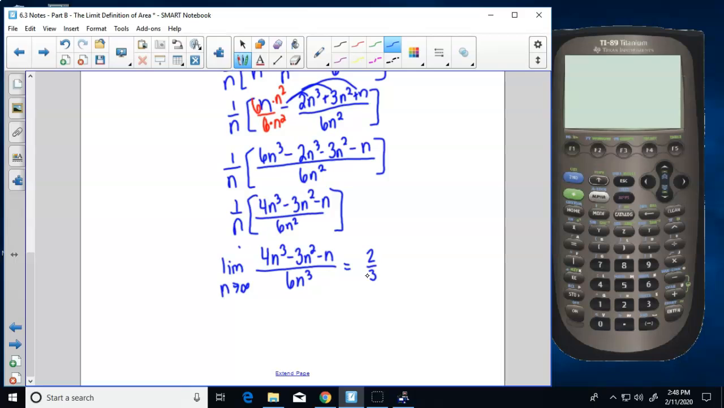But that's not our answer because we have to multiply it by 2. So 2 times 2/3, because this was only from 0 to 1, gives us 4/3 as our answer. Okay, questions?